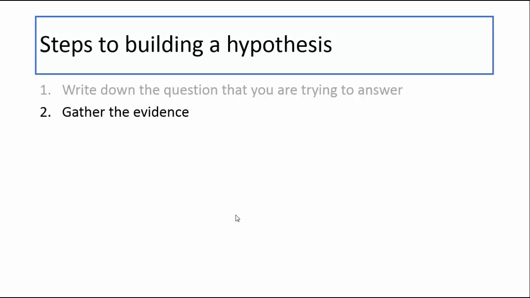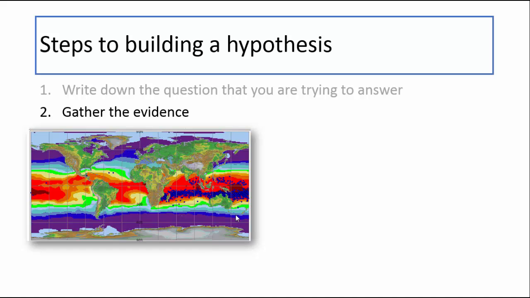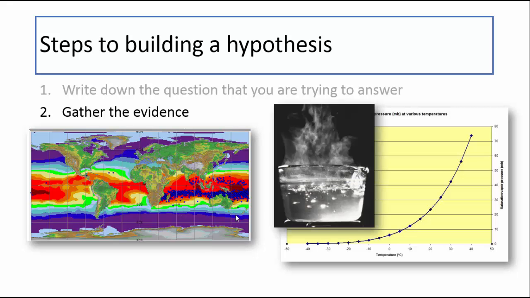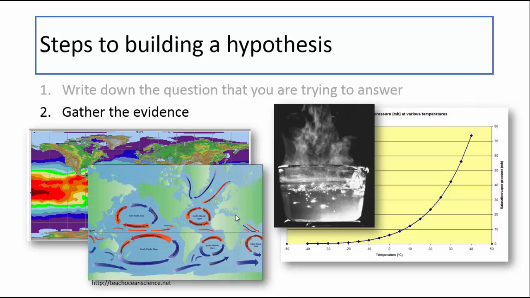Next, gather the evidence or the data that you have. For example, the HTML GIS, the relationship between saturation vapor pressure of air and temperature, and what you know about latent heat energy stored in water vapor, and the Coriolis force and circulation of the Earth's oceans.